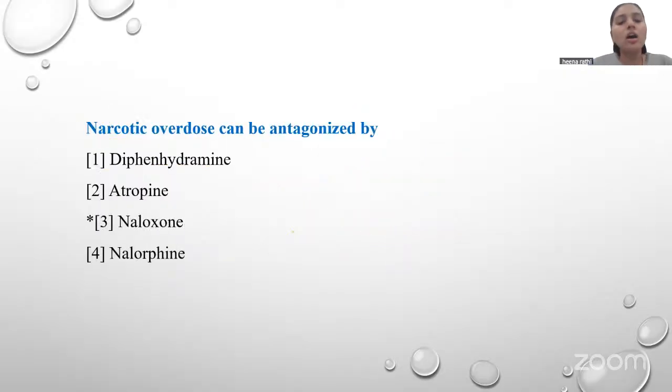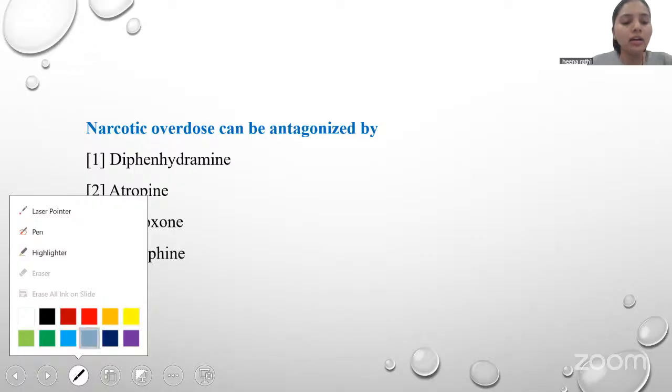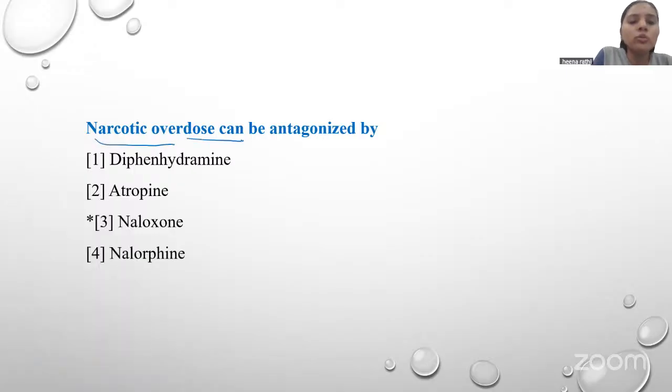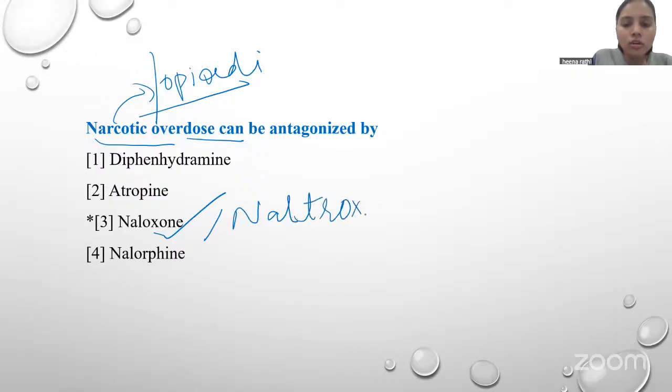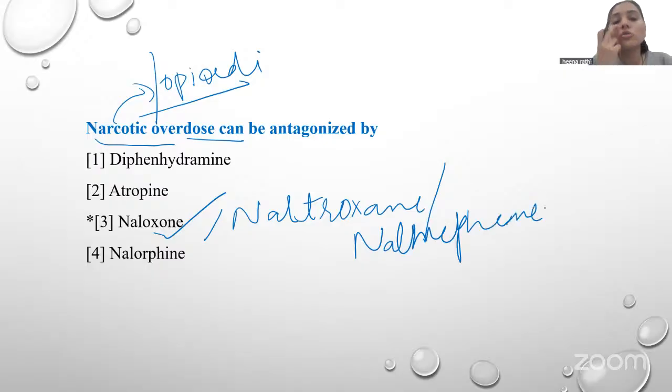Next question: narcotic overdose can be antagonized by what? Narcotic means the drugs which are opioids. Narcotic and opioid are the same. So narcotic drugs can be antagonized by the drug called naloxone. There are three drugs used for this purpose: naloxone, naltrexone, and nalmefene.